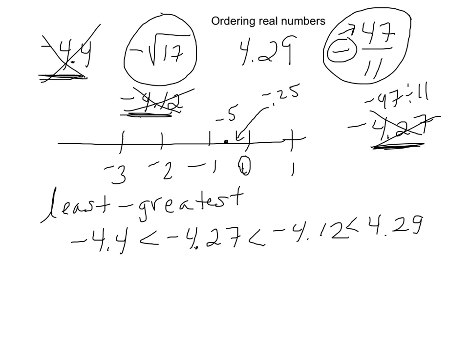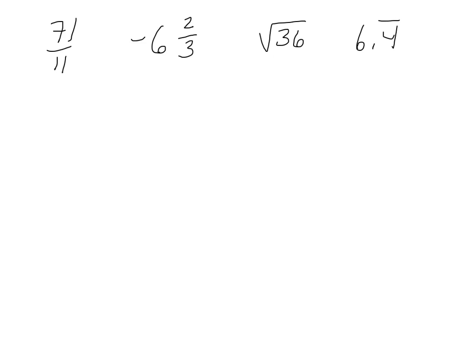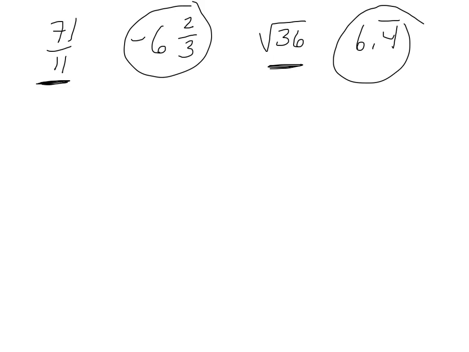Let's try another one of these. Open a new slide. Let's try negative 71 over 11, negative 6 2/3, the square root of 36, and 6.4 repeating. So again, before we can start plopping things in, we do want to get some things from the calculator, and we also want to note that we have 2 things that are positive. They're going to be to the right when we're writing out these, and our smaller numbers are going to be these guys, which are, oh, is that negative? Sorry, it was supposed to be negative.